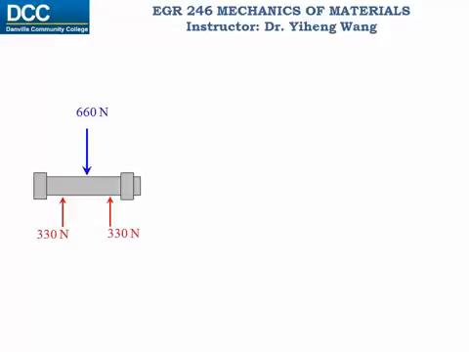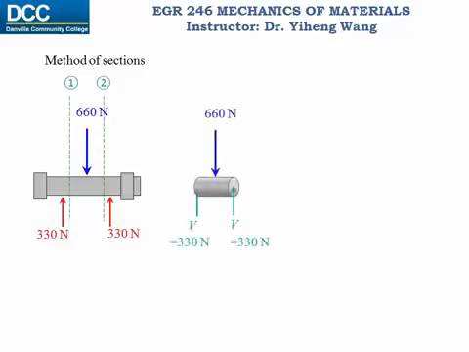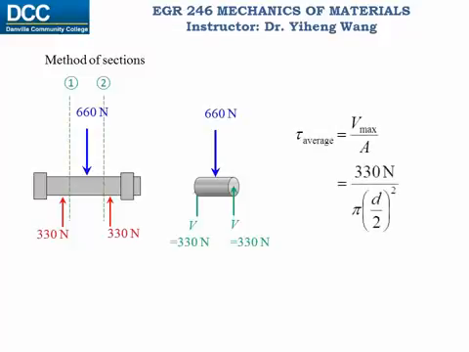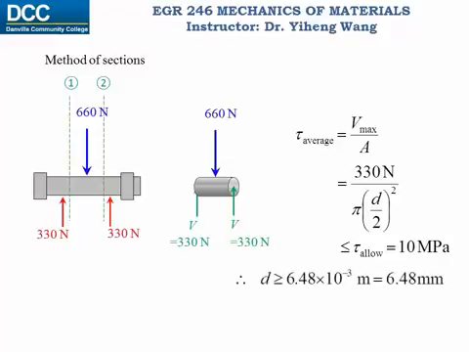So let's draw the free body diagram of the pin and use the method of sections to determine the maximum internal shear force in the pin. And through equilibrium, we can determine that the maximum internal shear force in the pin is also 330 newtons. Therefore, the average shear stress in the pin is Vmax over cross-sectional area. The area is pi times half of d squared, and that must not exceed the allowable shear stress, 10 megapascals. And from there, we can solve that the diameter of the pin must be no less than 6.48 millimeters, and that is the minimum required diameter, the answer to this problem.